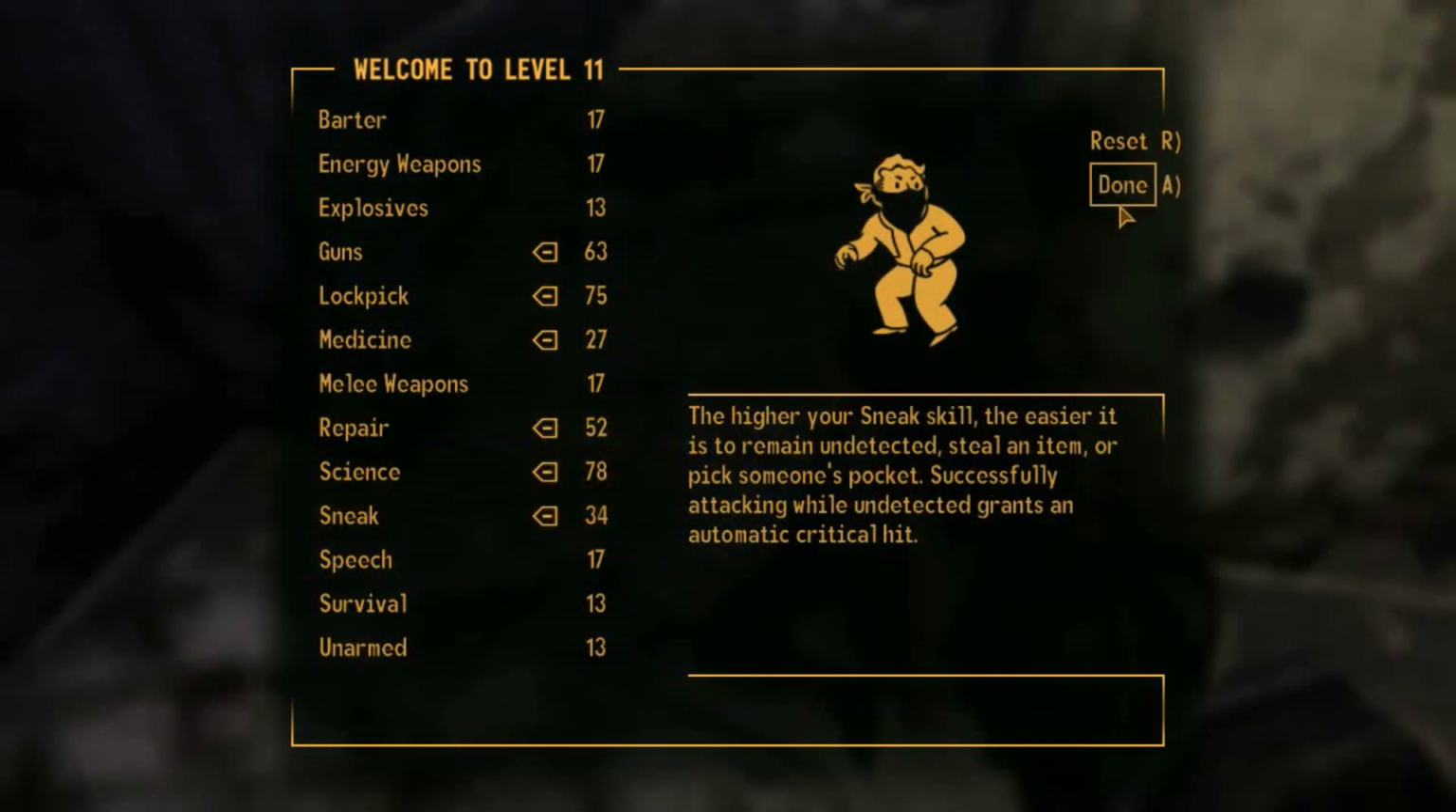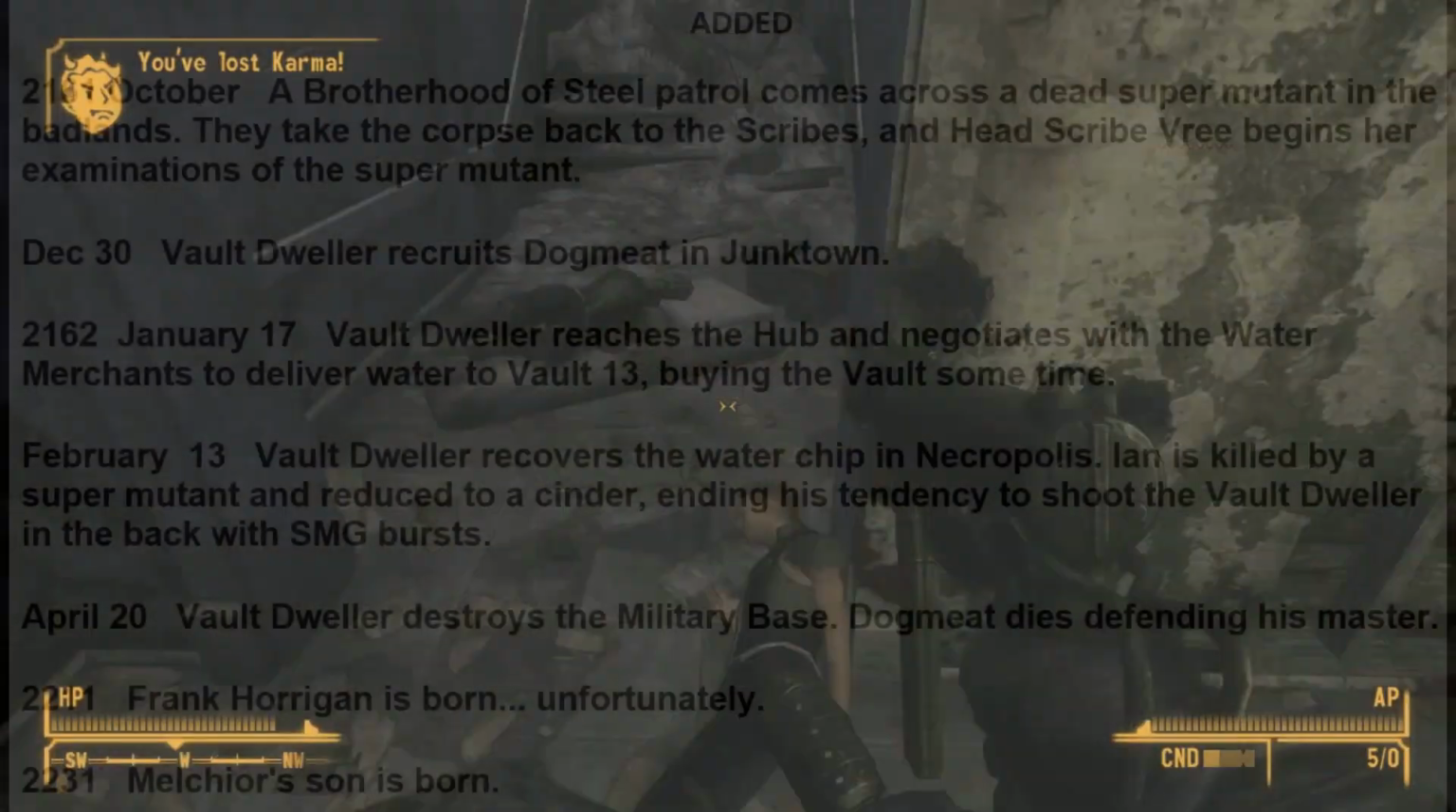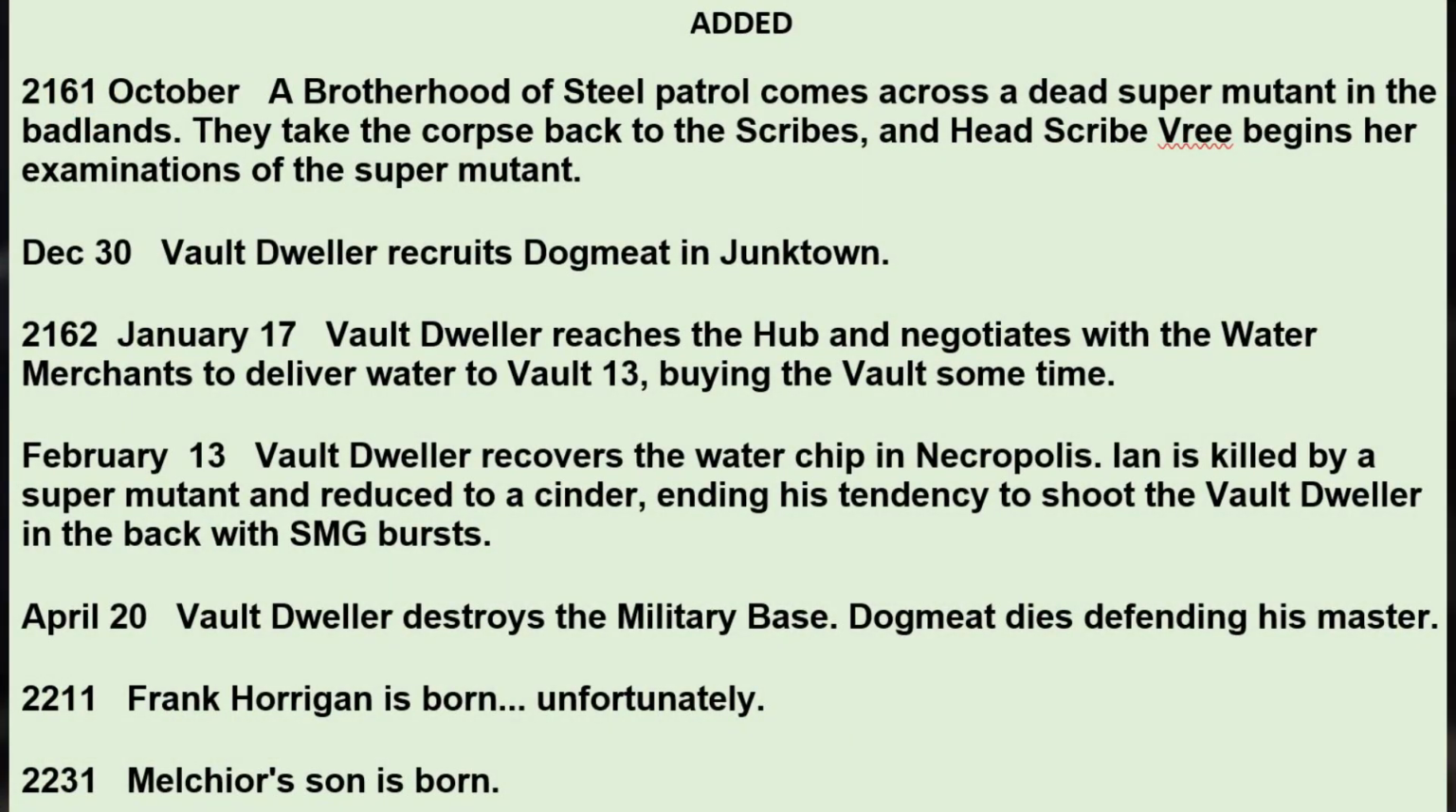Chris adds several entries after 2161. 2161. A Brotherhood of Steel patrol comes across a dead super mutant in the Badlands. They take the corpse back to the scribes, and head scribe Vree begins her examinations of the super mutant. December, Vault Dweller recruits Dogmeat in Junktown.